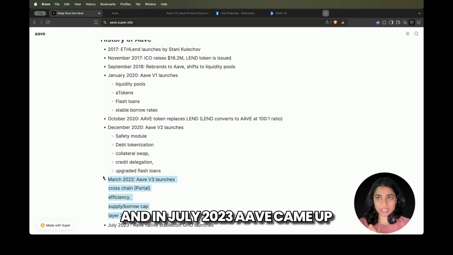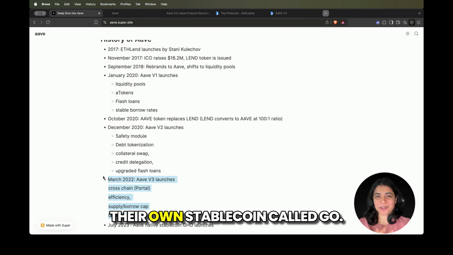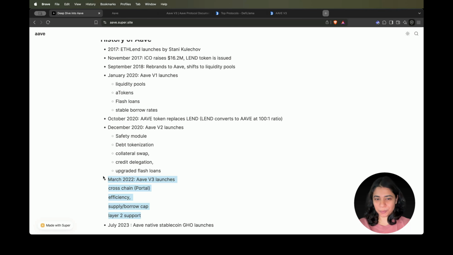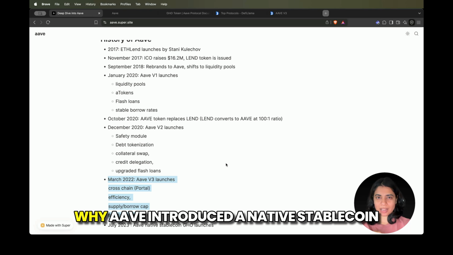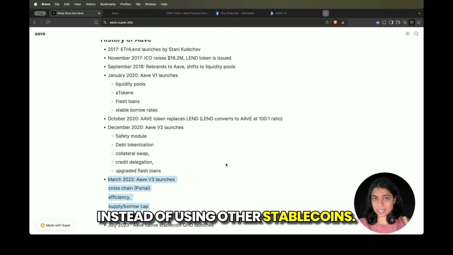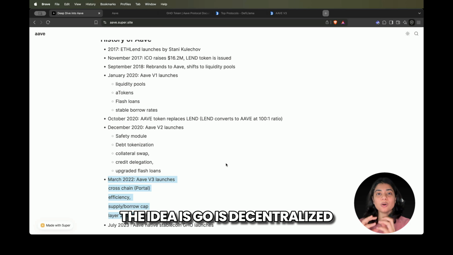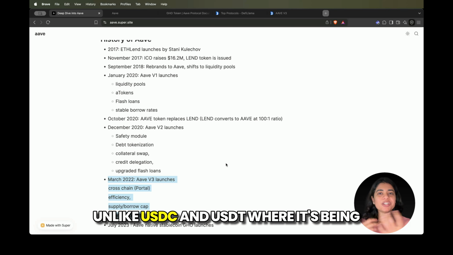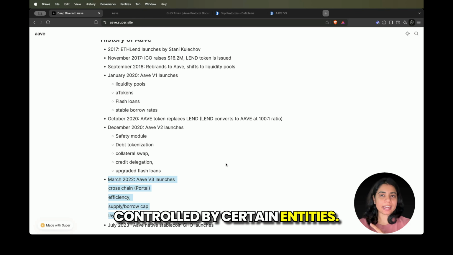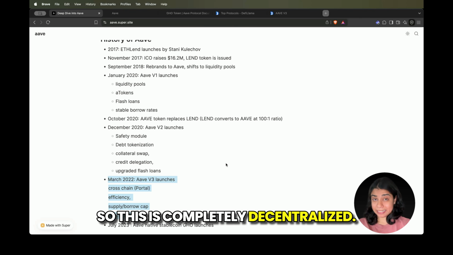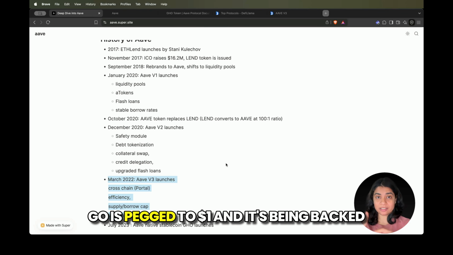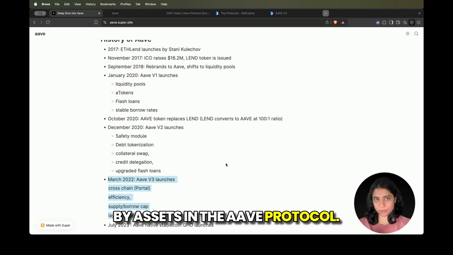In July 2023, Aave came up with the idea of launching their own stable coin called GHO. In case you might be wondering why Aave introduced a native stable coin instead of using other stable coins, the idea is that GHO is decentralized, unlike USDC and USDT, which are controlled by certain entities. So this is completely decentralized. GHO is pegged to $1 and is backed by assets in the Aave protocol.